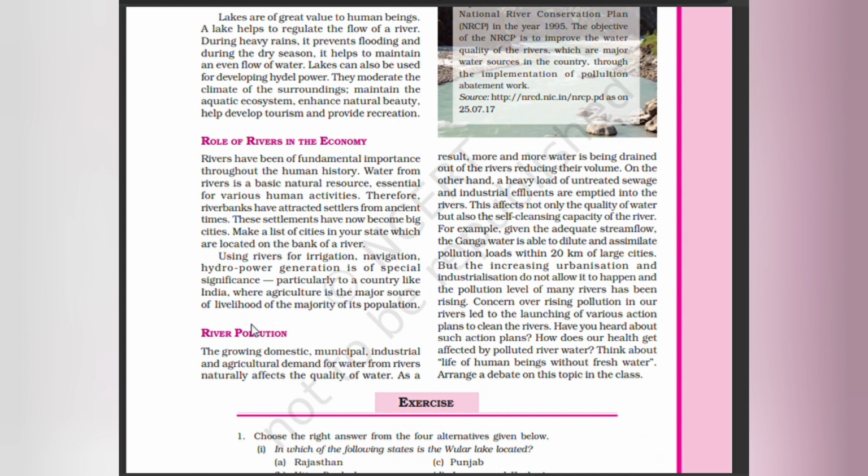The growing domestic, municipal, industrial, and agricultural demand for water from rivers naturally affects the quality of water. As a result, more and more water is being drained out of the rivers, reducing their volume. On the other hand, a heavy load of untreated sewage and industrial effluents is emptied into the rivers. This affects not only the quality of water but also the self-cleansing capacity of the river. For example, given adequate stream flow, the Ganga water is able to dilute and assimilate pollution load within 20 kilometers of large cities, but increasing urbanization and industrialization do not allow it to happen, and the pollution level of many rivers has been rising.